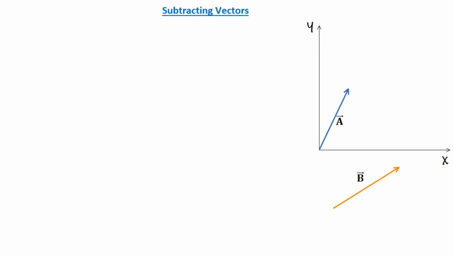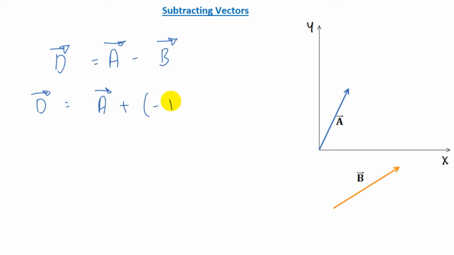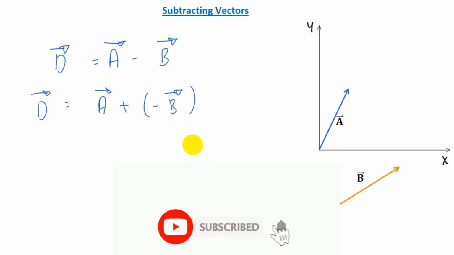Now how to subtract vectors? So here we have these two vectors, vector A and vector B, and we need to subtract vector B from vector A, that is vector A minus vector B. This is what we need to find, and let this be equals to vector D. Now we can rewrite this equation as that vector D is equals to vector A plus negative of vector B. So vector D is the sum of vector A and negative of vector B.